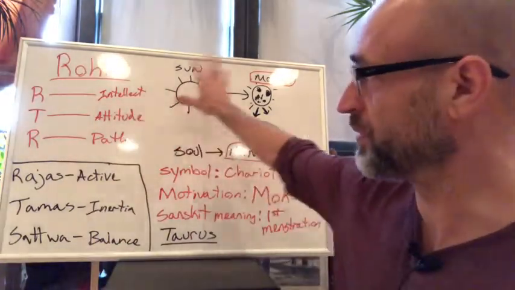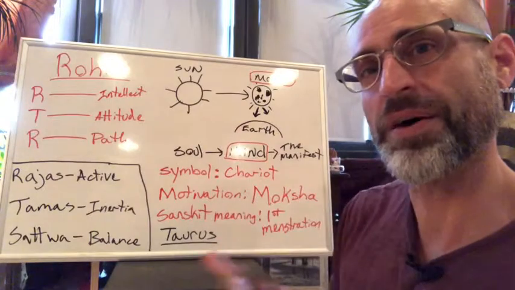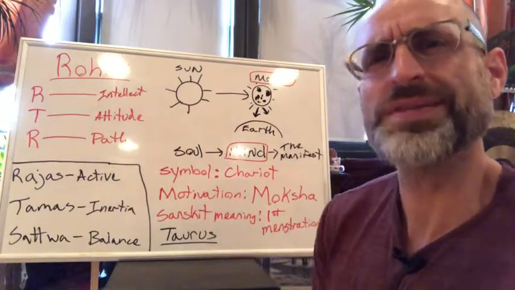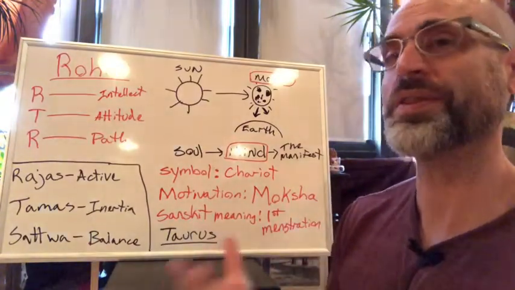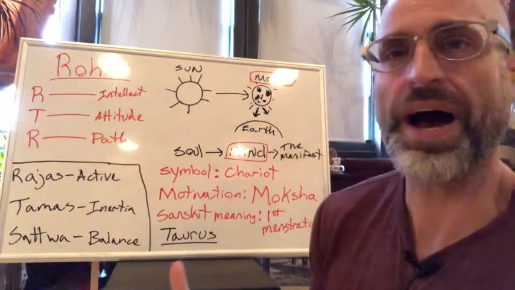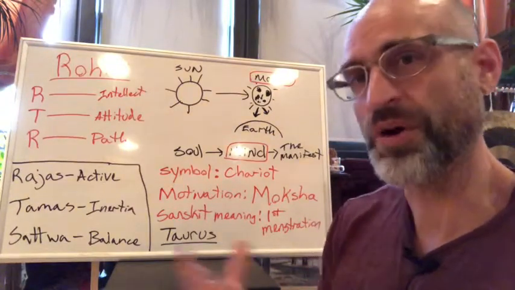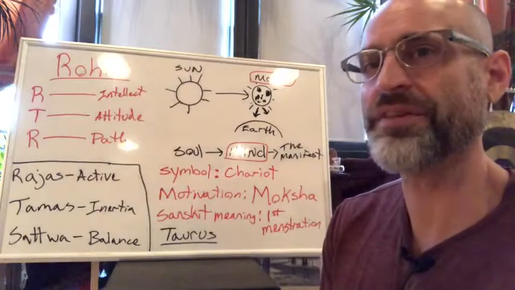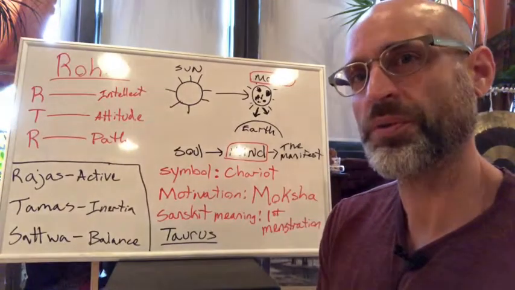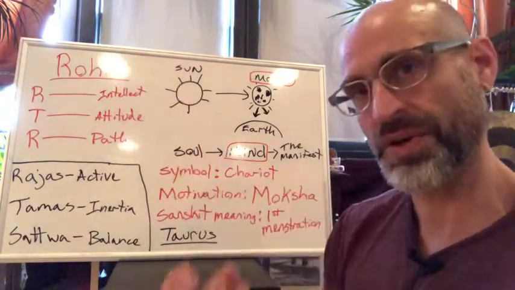Now, the most general way I can think about Rohini and what is the energy of Rohini, the word that I like to think about is this word hierophant or a magician. So a magician or a hierophant, kind of the same thing. What they're really attempting to do is to bring heaven to earth.